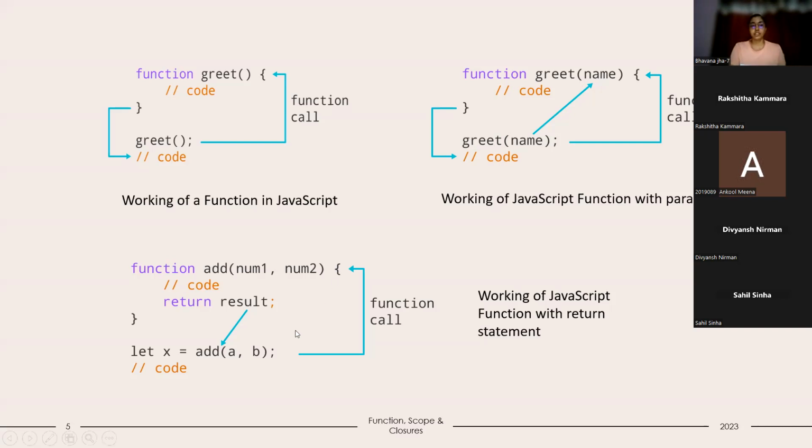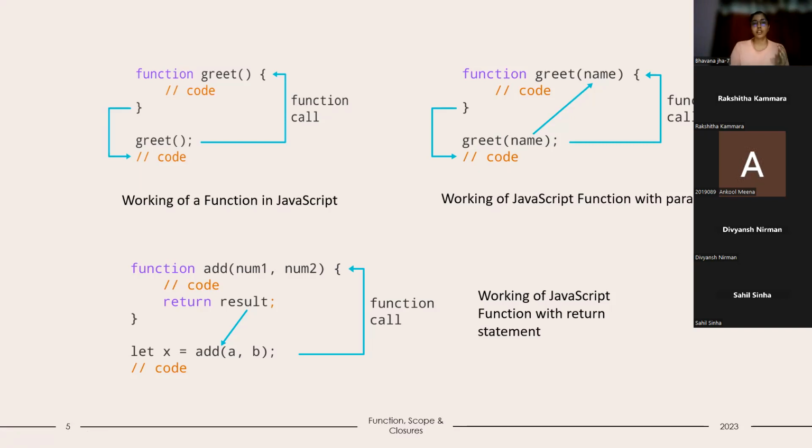In the case of the return statement, what is a return statement? The return statement can be used to return a value to the function call, and it denotes that the function has ended. Any code written after return means the code ended over here. So this is all about the working of functions.